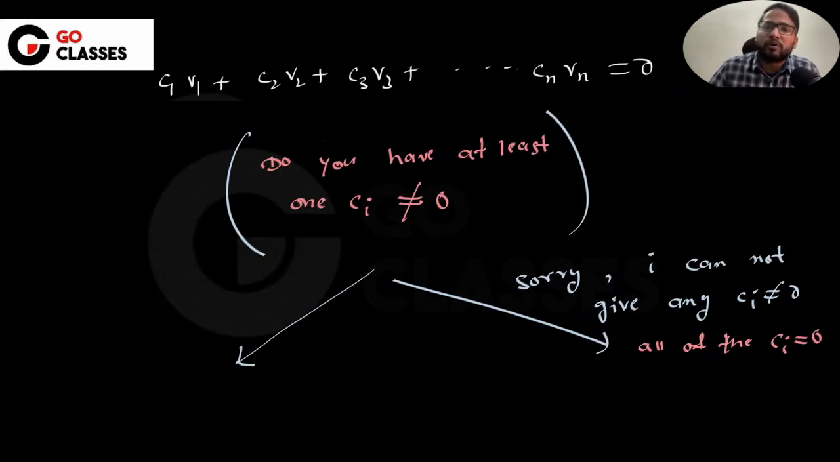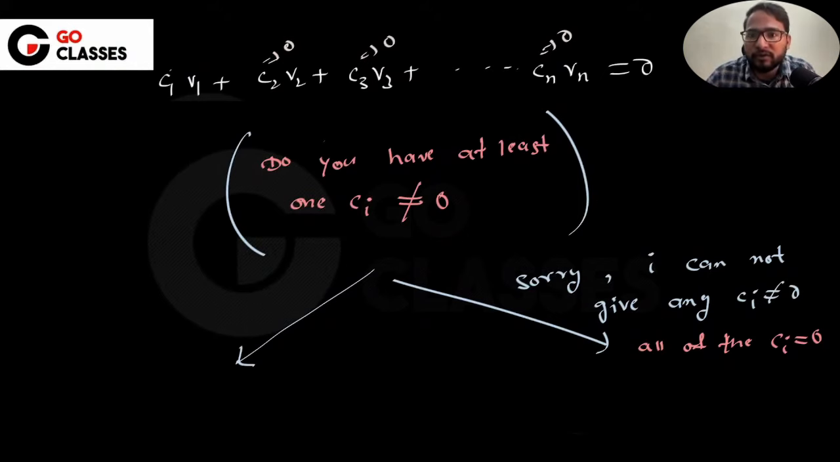See, if C1 is 0, then it means what? Can you represent V1? No. If C2 is also 0, can you represent V2? No. If C3 is also 0, I am saying if everything is 0, can you represent any of the vectors as a linear combination of other vectors? No. Right? If, let's suppose one of them is not 0, you do not care what is that value, and everything else is 0, right?